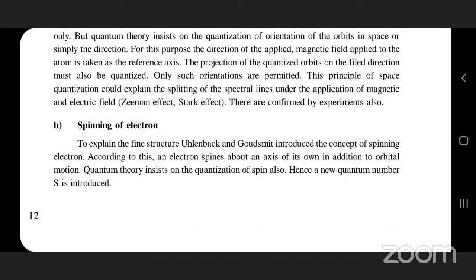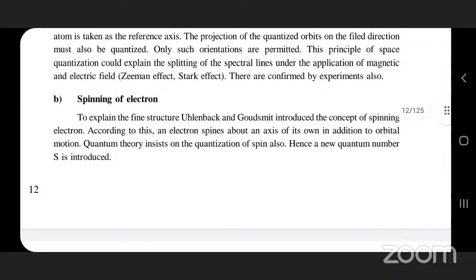This principle of space quantization can be explained by the splitting of the spectral lines under the application of the magnetic field as well as the electric field. Splitting of the spectral lines by applying the magnetic field is related to the Zeeman effect. Splitting of the spectral lines by applying the electric field is related to the Stark effect. These two are explained by space quantization.